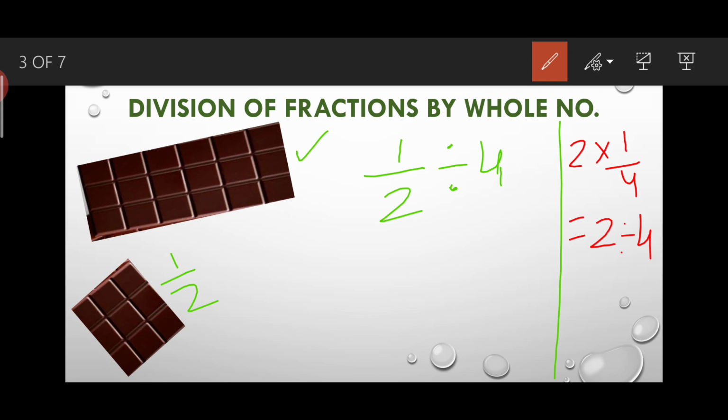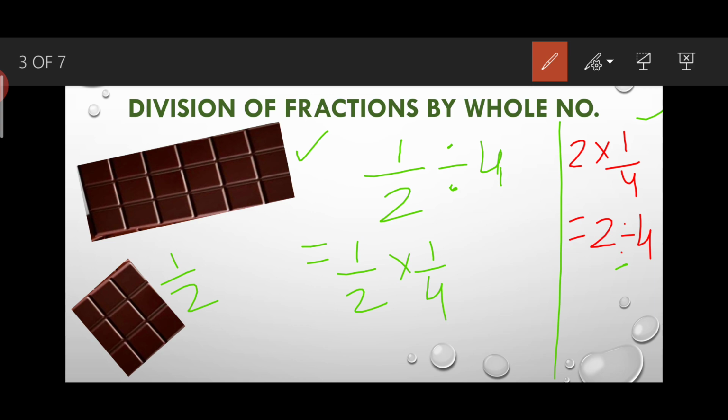So we can write here that, see from here, if division is followed by 4, then multiplication is followed by its reciprocal, that is 1 upon 4. So from here you can see, here it is division. If we change division into multiplication sign, you have to change 4 into 1 upon 4.